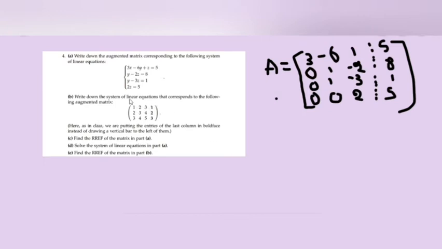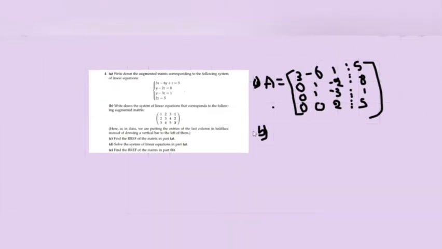So 1 is equal to 1x. This is part A. Then write down the B part: x plus 2y plus 3z equal to 1. Yes, that is the first linear equation.